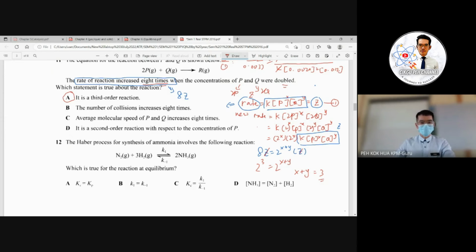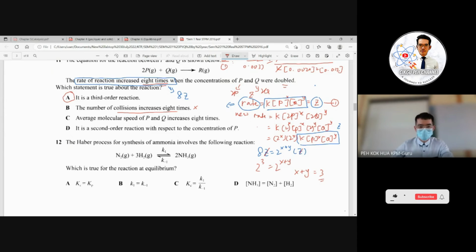Okay, so the number of collisions increases 8 times. This one will also not be sure, because we know that every effective collision will have the product produced. So this one maybe will be higher than 8, this is the minimum. So we're not sure, so this one will be wrong.